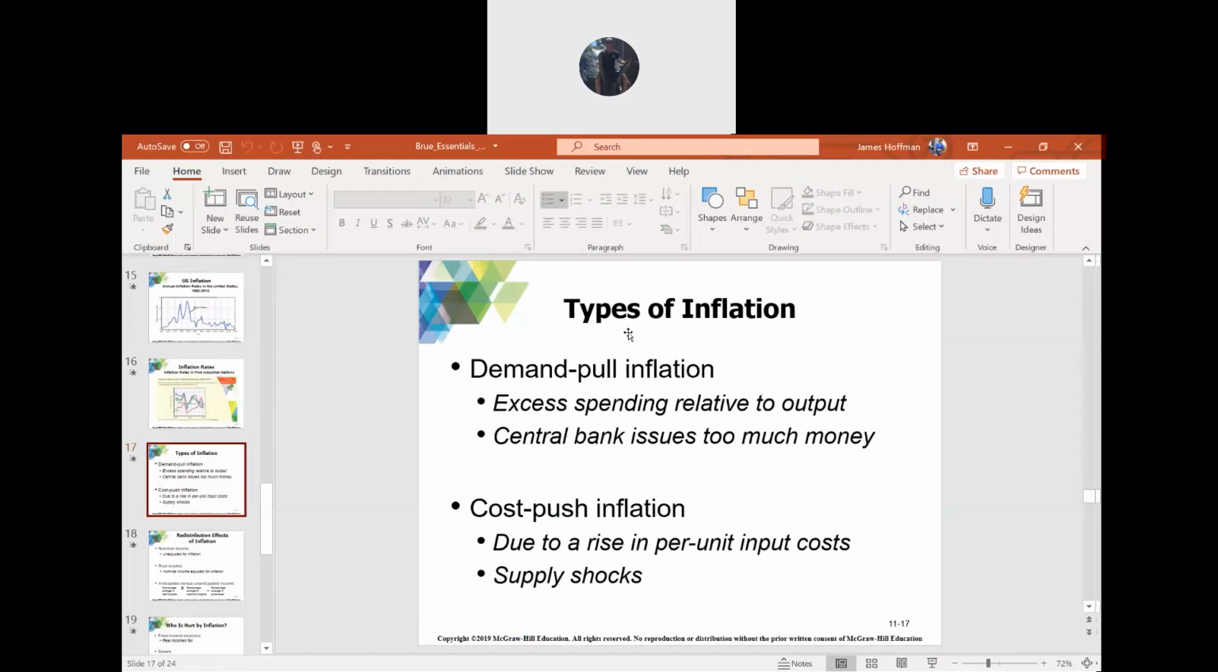All right, so we can essentially break inflation down into two categories, the demand side and the supply side. So demand pull inflation is essentially excess spending relative to output, or the central bank issues too much money, or this is saying that demand rises faster than we expected, and consumers are saying we'll pay more for goods and services. So this is when demand increases kind of unexpectedly and bids up the price.